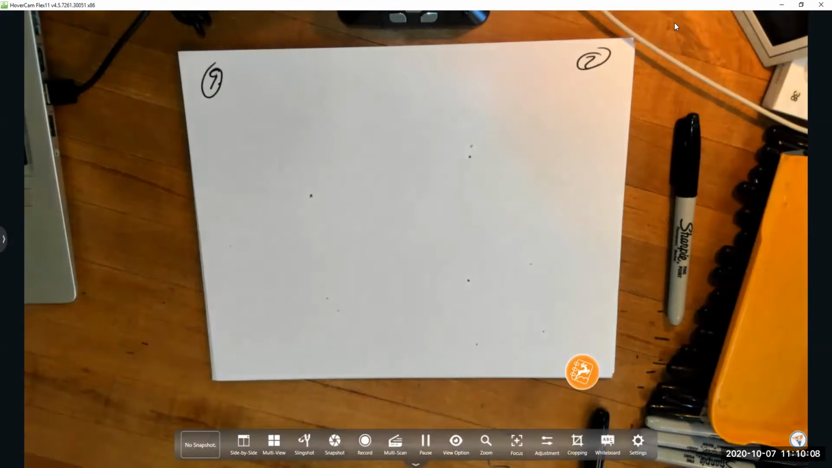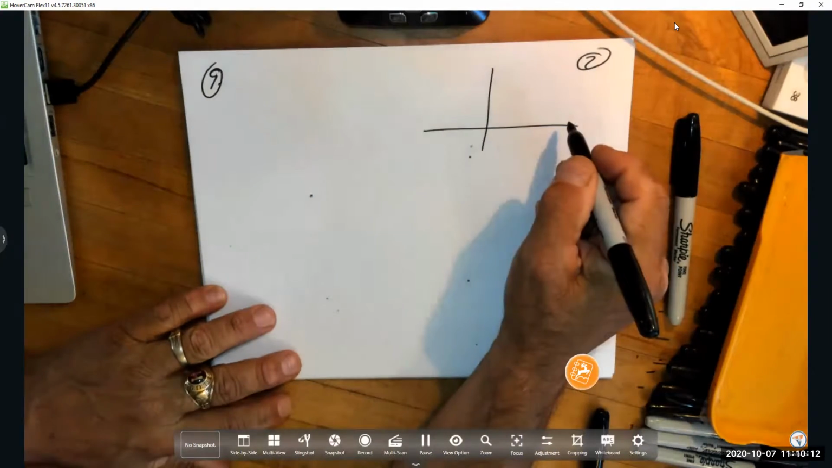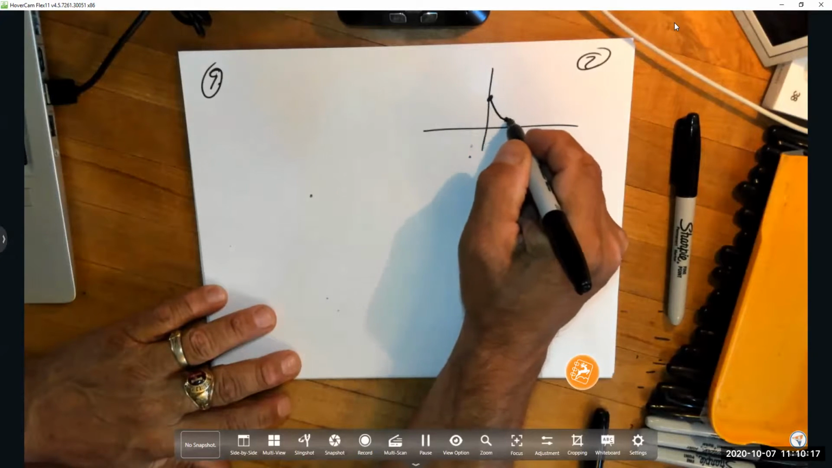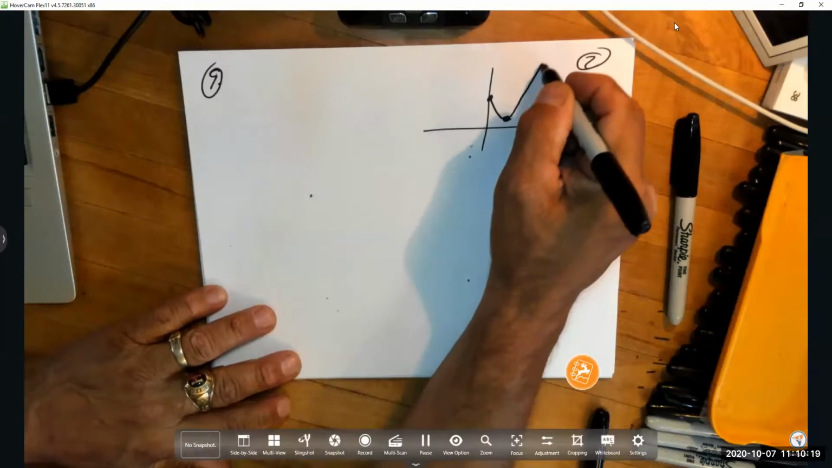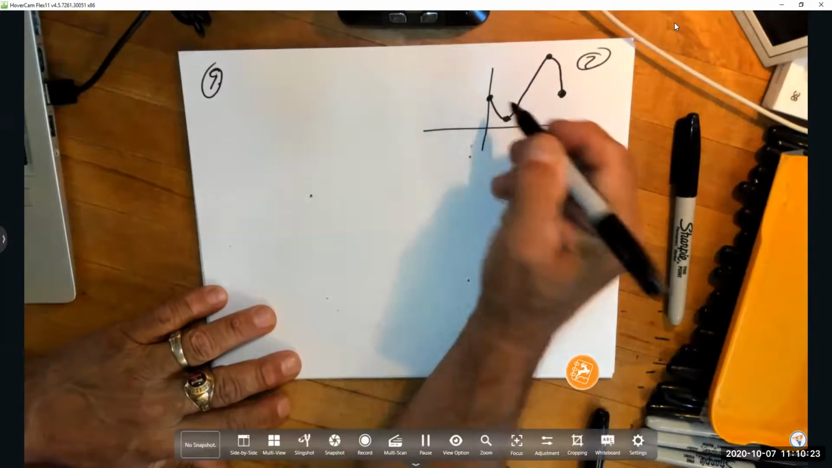All right, number 9. They're gonna give you a graph. Let me just draw it, kind of the way it looks. It goes from here, and it goes down here, and then it goes way over here to the top, and then it comes back down again to right here somewhere. Okay, so it goes like that.